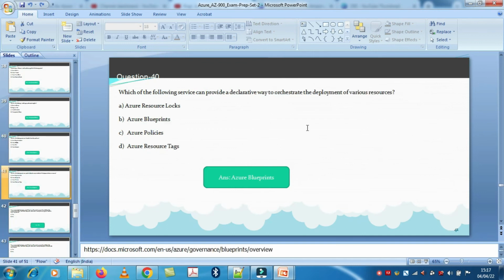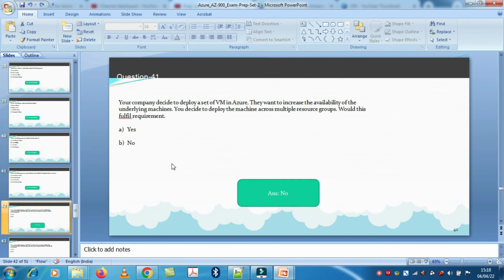Moving to question number 40, which of the following services can provide a declarative way to orchestrate the deployment of various resources? Listen very carefully. Which of the following services can provide a declarative way to orchestrate the deployment of various resources? The answer for this one is deployment. It's related to your blueprint, that is Azure Blueprint. Azure Policy has nothing to do with this one. Azure resource lock, I told you, resource lock is for permissions. That is nothing to do with this one. Tag is also something related to Azure resource group. So the answer is Azure Blueprint.